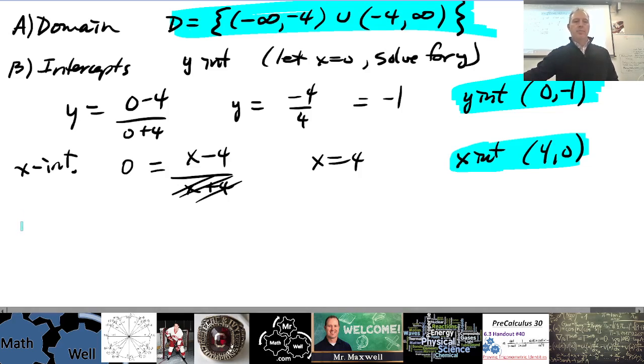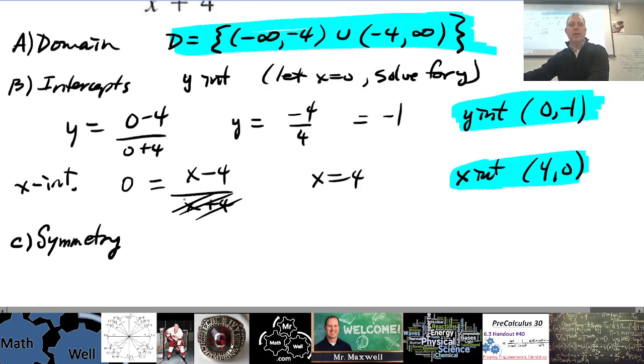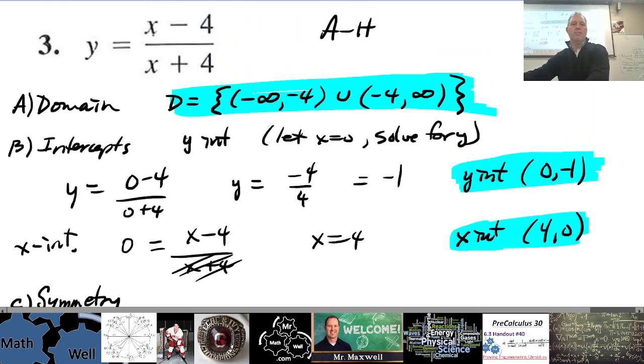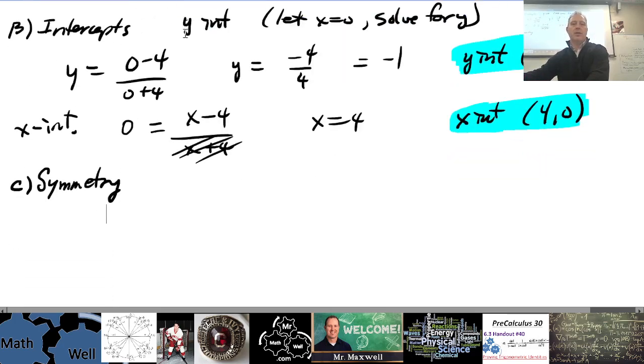Okay, keep moving on. So what's C? Symmetry. All right, so symmetry is point C. That's when we test a positive and a negative x, right? So let's just test. For this one, we could test 1 and -1. It's not a restricted value. Let's see what the comparison is there.